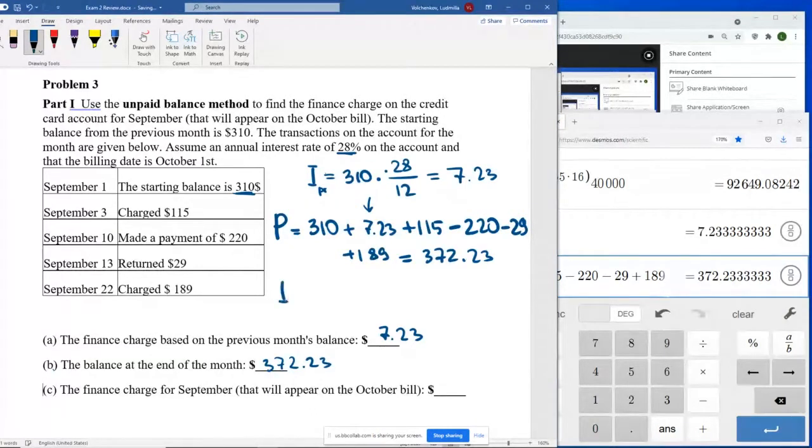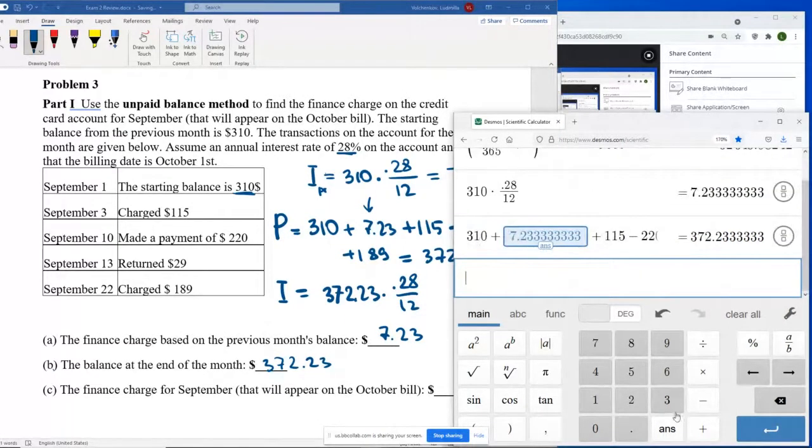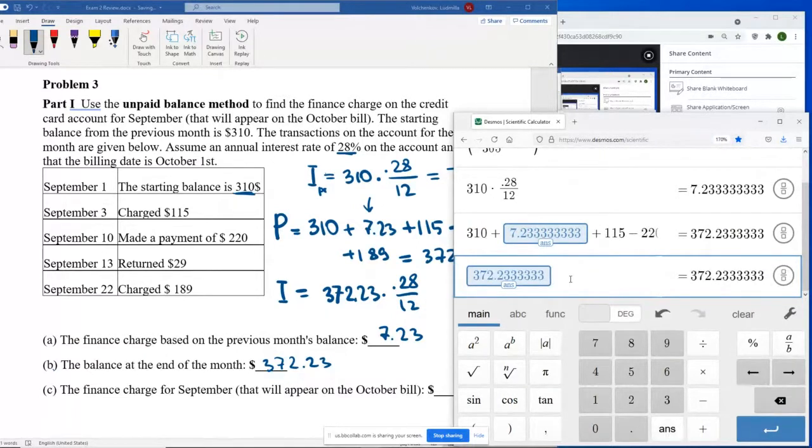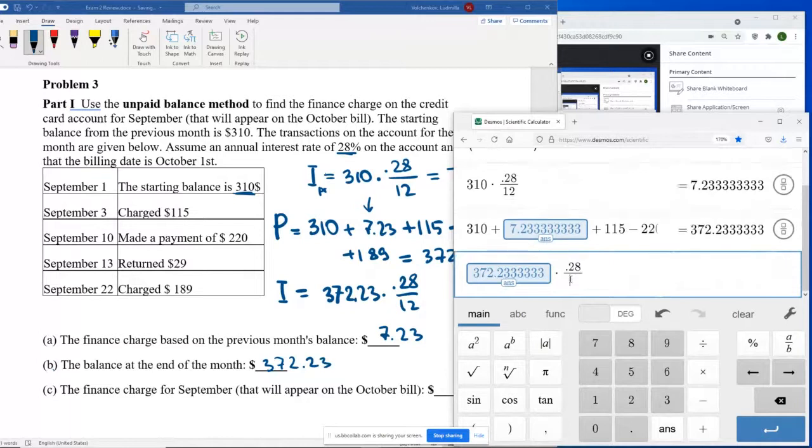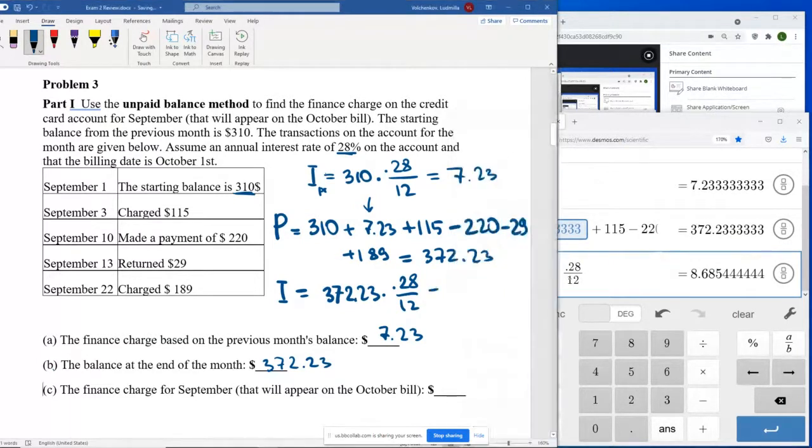And the last step, the finance charge that will appear on the next month bill. So the finance charge based on this balance will appear on the next month bill. So 372.23 times the same r t, so 0.28 over 12. The answer from the previous step times 0.28 divided by 12. So the finance charge is approximately $8.60. After that we have 5, and we must round up: 8.69.